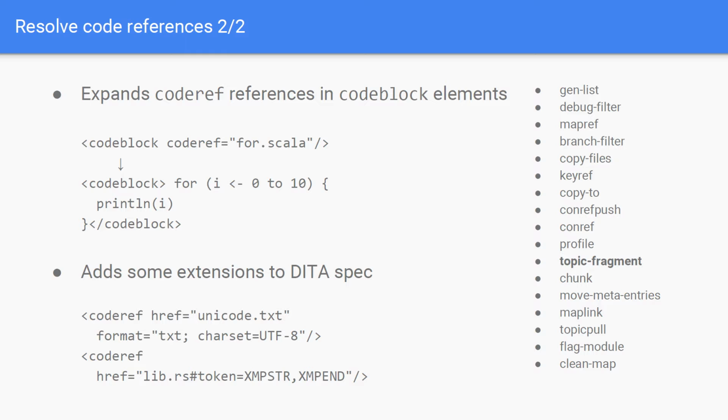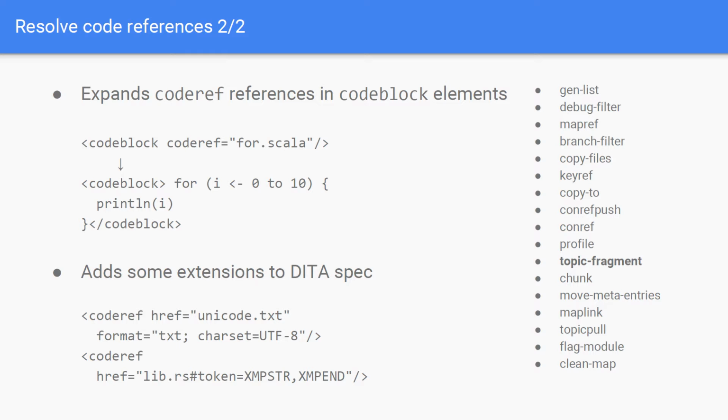So code references with the coderef element. This is something that has been in DITA since 1.2. So it pulls code blocks, like snippets of code, into code blocks.